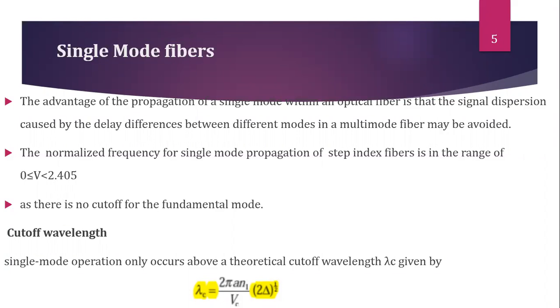So multimode step index fiber cannot be used for single mode propagation due to difficulties in maintaining single mode operation. Therefore, for the transmission of single mode, the fiber is designed to allow propagation of only one mode, while all other modes are attenuated by leakage or absorption. So for single mode operation, only the fundamental mode, in the sense we are considering the 0,1 mode, may exist. Here the single mode propagation in step index fiber is possible over the range of 0 less than or equal to V less than 2.405.